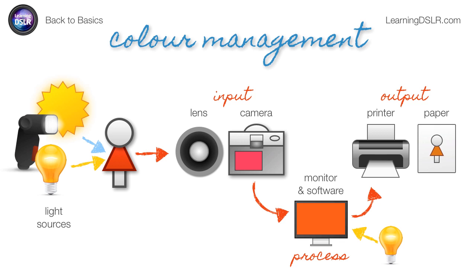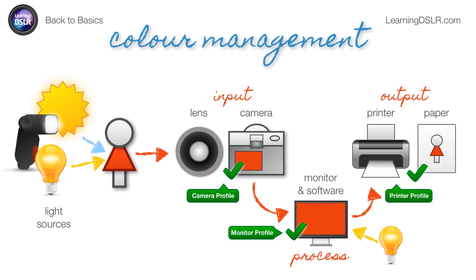So how do you get through this? You need to have a color management workflow or a color management system that ensures consistent and accurate color. And these are done through what's called profiles. And so you can have a profile for your camera, a profile for your monitor, and a profile for your printer.